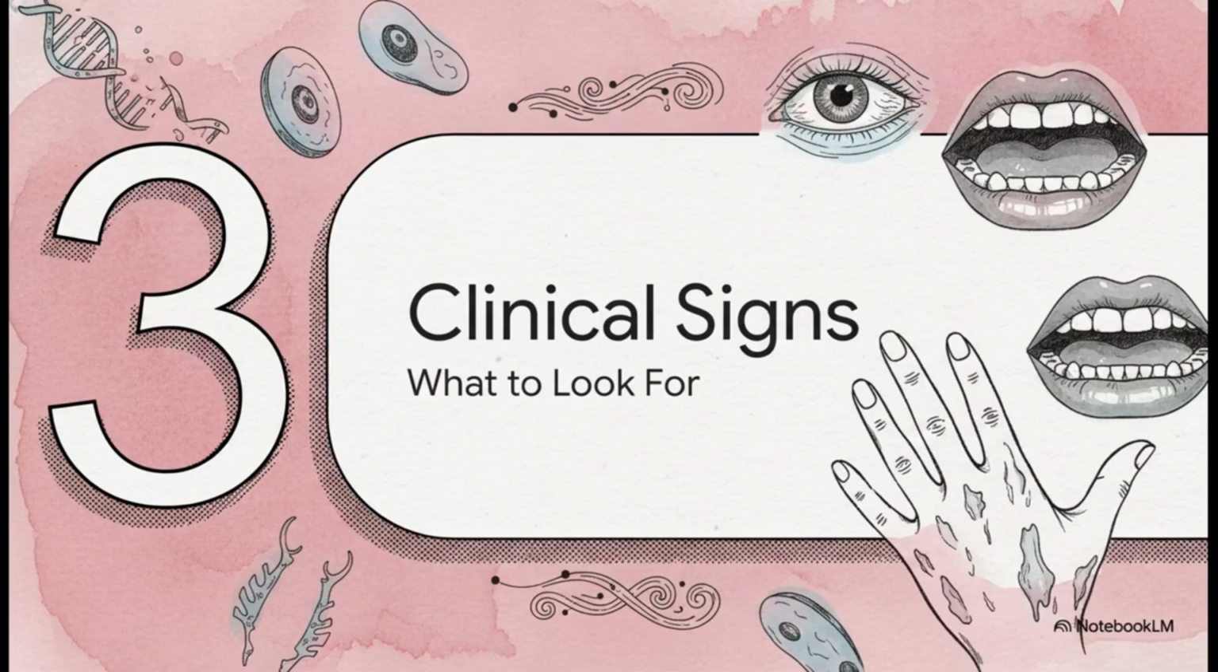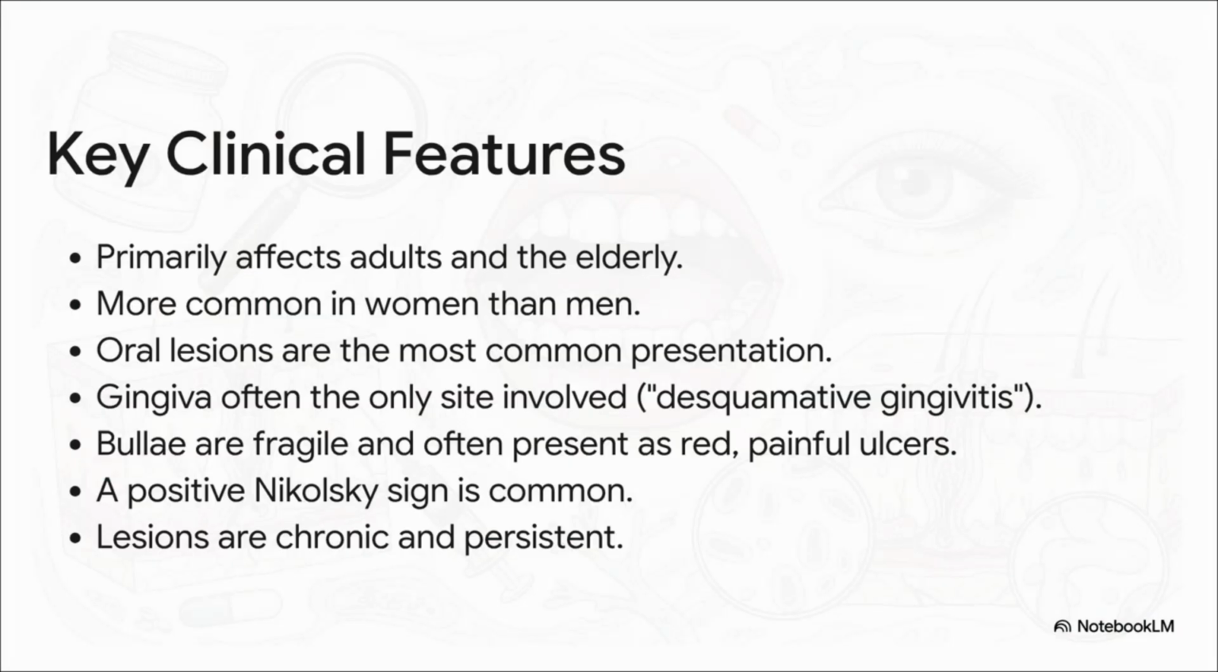Okay, so that's the crazy stuff happening on a tiny scale. Now let's zoom back out. How does all that translate to what you're actually going to see in the clinic with your own two eyes? Understanding the why makes spotting the what so much easier. Think of this as your clinical cheat sheet. First off, your typical patient is going to be an older adult, and it's a bit more common in women. The classic look is something we call desquamative gingivitis, that fiery red, angry, peeling look of the gums.